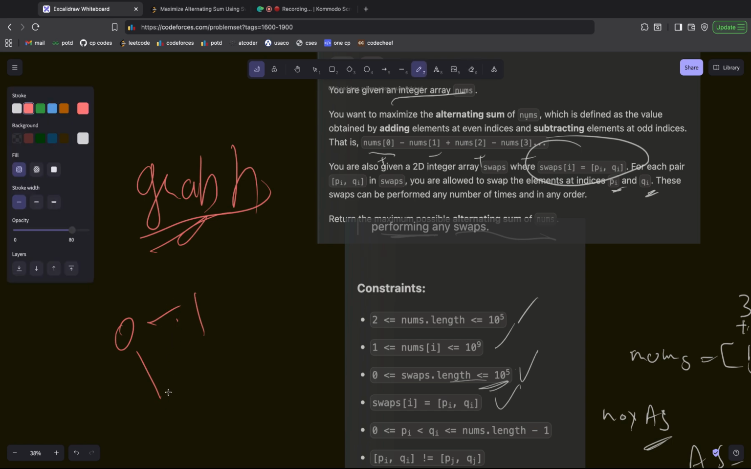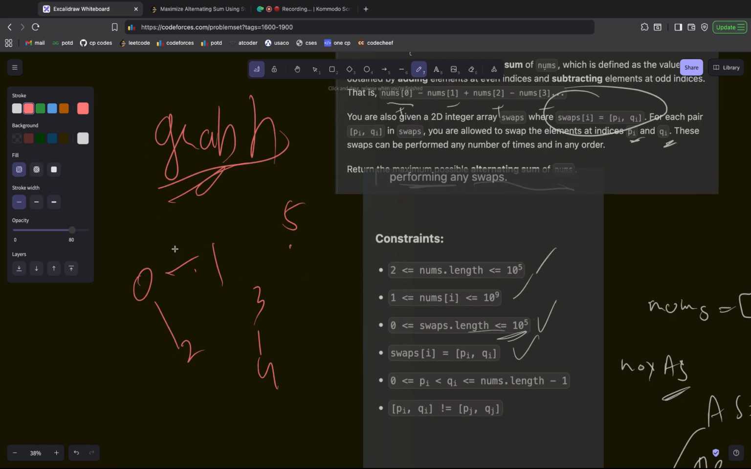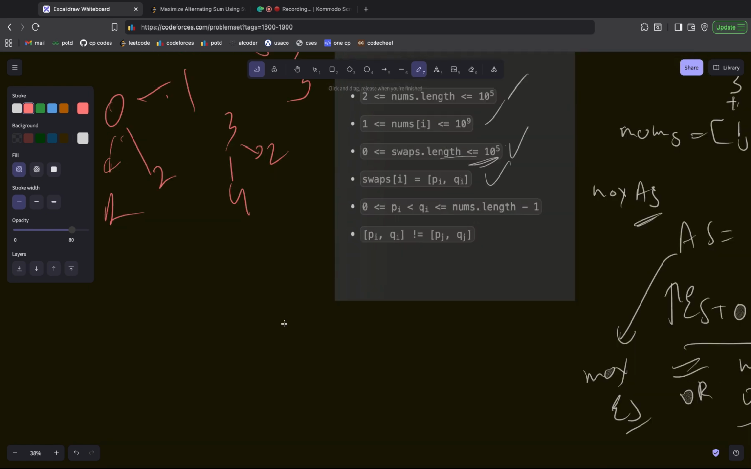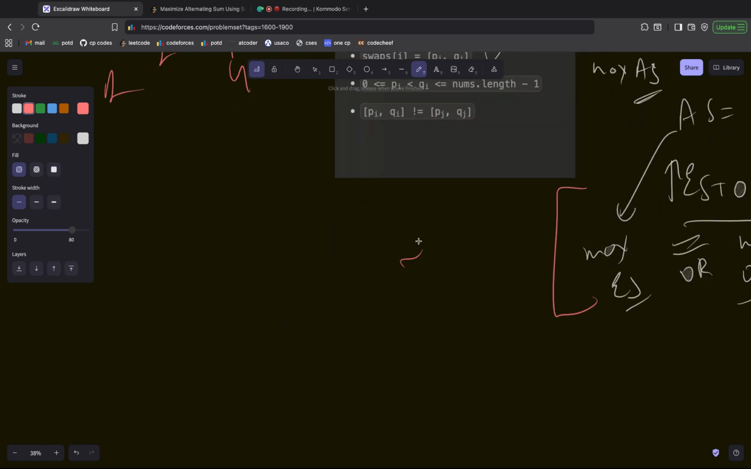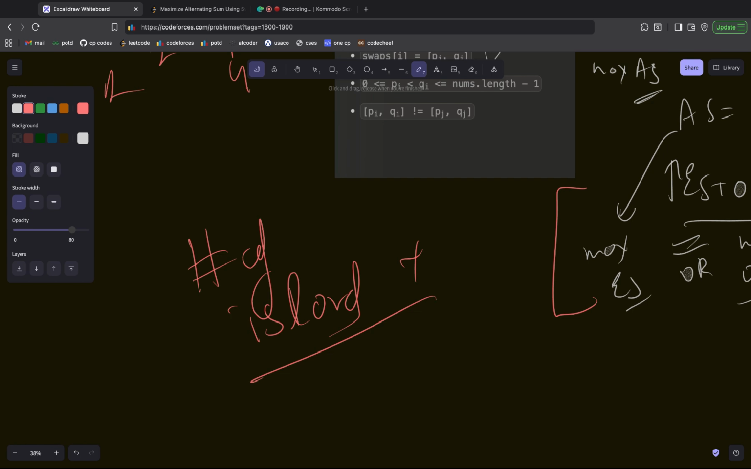0, 1, 2, 3, 4, 5, right? And all I need is the number of connected components here. So this is one connected component, this is the second connected component, this is the third connected component. So this thing plus my number of islands, number of islands is all we need. This is a major hint. Now you should try to solve this question.